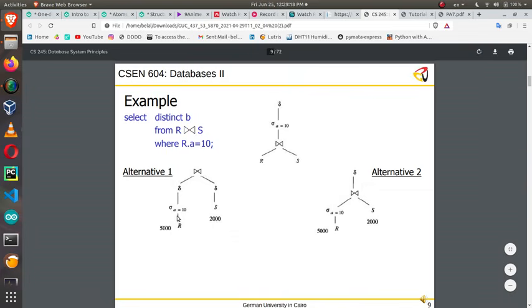So we reduce the number of tuples in R by performing the select, then the projection, then we join the resultant tuples from this branch with table S. And it's much better than joining all of the tuples in R and S, then performing the select, then performing the projection.